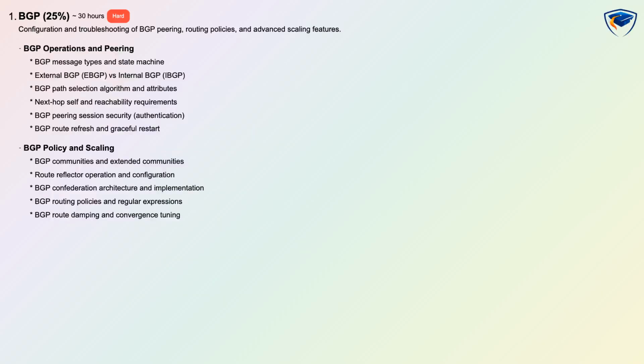BGP is 25% of the exam and rated hard, with an estimated 30 hours of study and conceptual plus scenario-based assessment. You will learn BGP operations and peering, including message types, the BGP state machine, eBGP versus iBGP, path selection attributes, and next hop reachability. The syllabus also covers session security and restart behaviors. Advanced scaling topics include communities and extended communities, route reflector and confederation architecture, routing policy with regular expressions, and convergence tuning such as route damping.